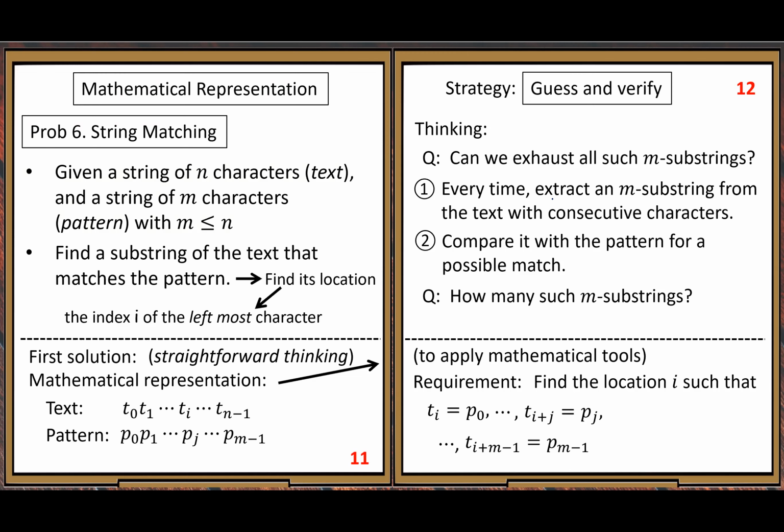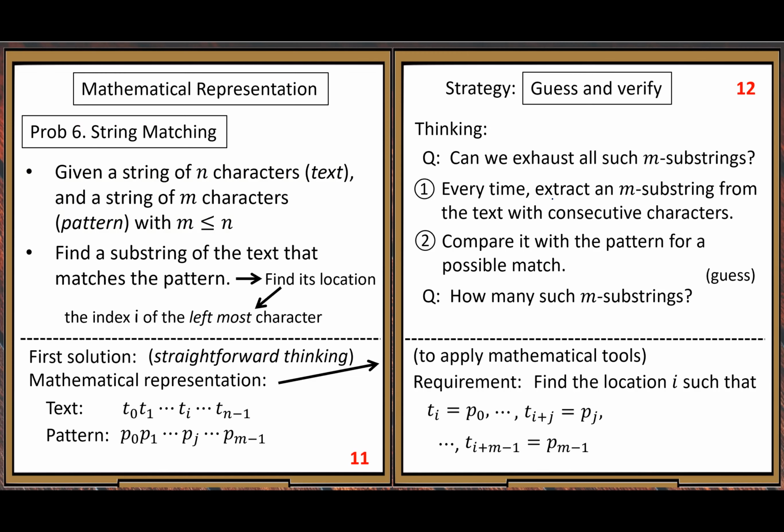It's a simple question, but there is some useful, important method I want to introduce here. First, we apply the strategy. Make a guess. The text has n characters, the substring has n characters. Can we use n and n to represent the number of substrings?